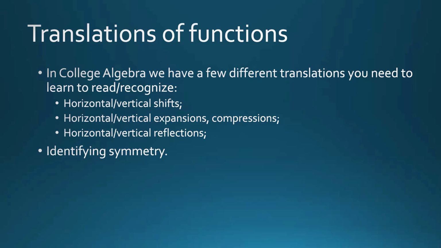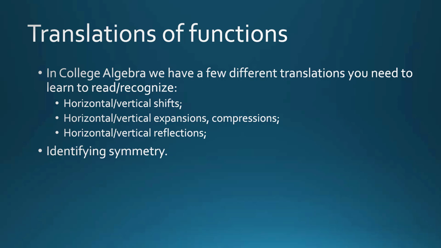In this, which is the second of 3 videos covering the topic of translations of functions, we're going to look at horizontal and vertical expansions and compressions. So in other words, there's a previous installment that covers horizontal and vertical shifts, and there's a third installment that covers horizontal and vertical reflections as well as identifying symmetry. So here we're only looking at horizontal and vertical expansions and compressions. Probably the most slippery of the various translations you're going to be exposed to.